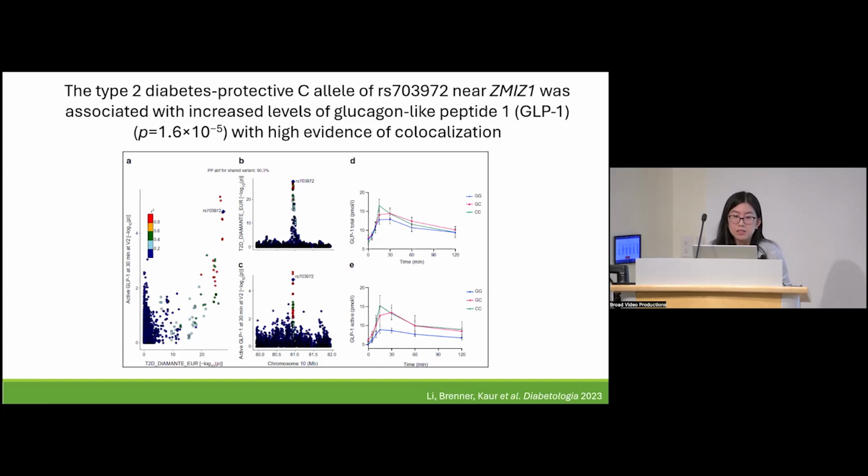We did a separate analysis where we looked at a number of published type 2 diabetes variants, and looked at how these variants differed in their response in our drug challenge, and whether there were differences in many of the markers that we measured. What we found, for example, is that this protective allele was associated with increased levels of an incretin, a glucagon-like peptide. There was high evidence of co-localization, which sheds a little light on the function of that variant, which may have something to do with incretin resistance.